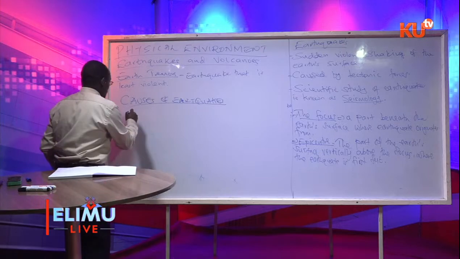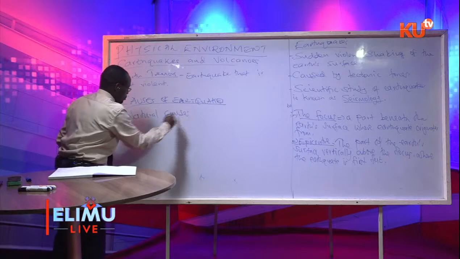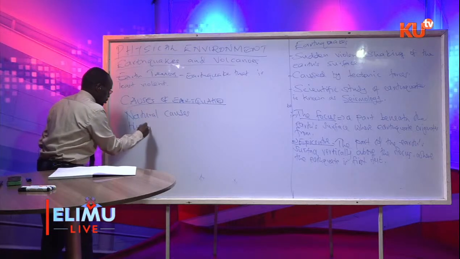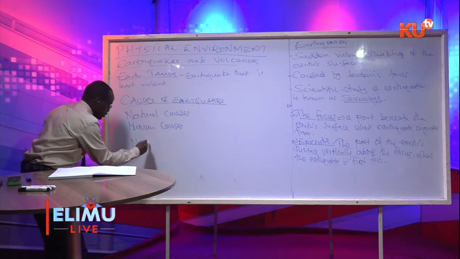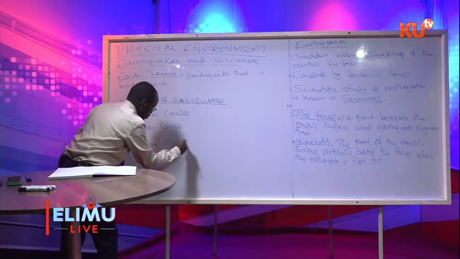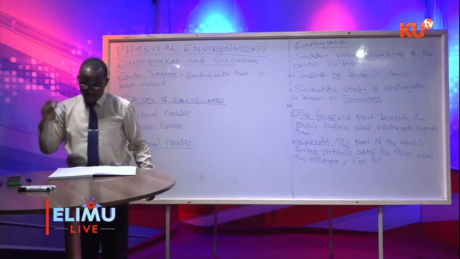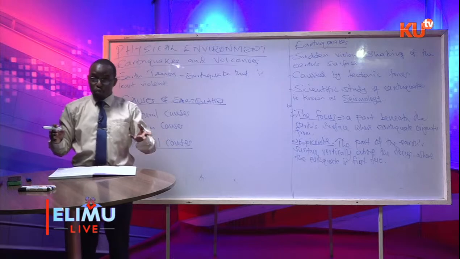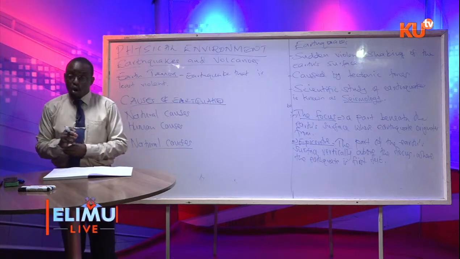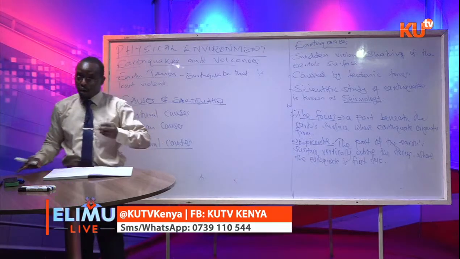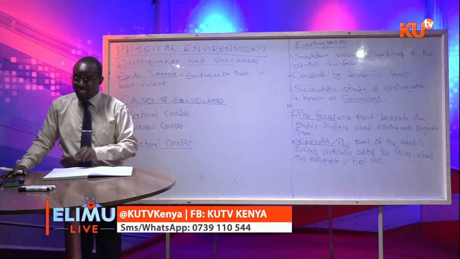Therefore, let's begin. We have both the natural causes and human causes. Let's begin with the natural causes. Now, for the natural causes, these are just what is beyond human control, what normally happens on the Earth's surface, or in the interior of the Earth, leading to the earthquake taking place.